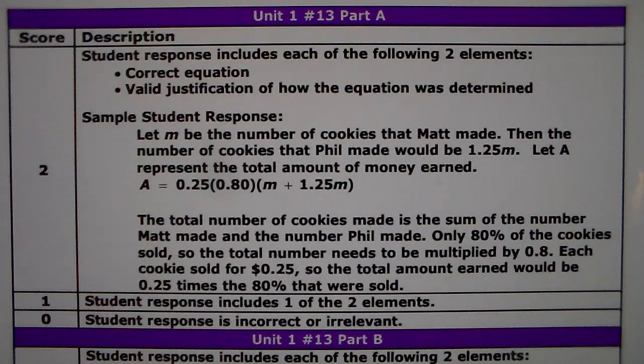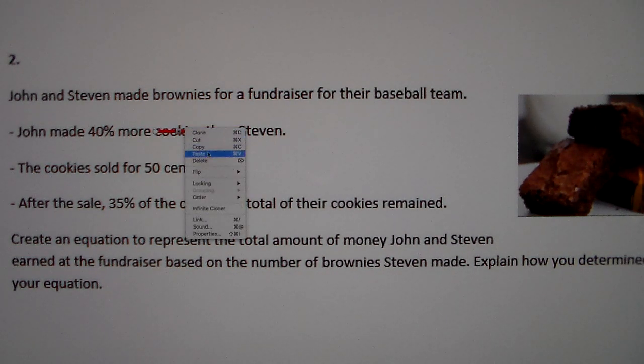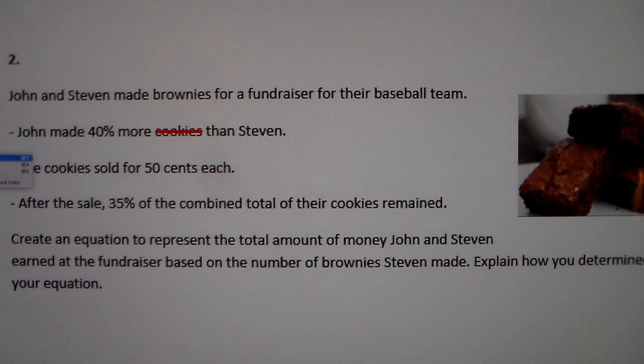So let's look at another example here. We're going to focus on just writing that equation. We've got some brownies. John and Stephen made brownies for a fundraiser for their baseball team. John made 40% more brownies than Stephen. The brownies sold for 50 cents each. So each one of those brownies cost 50 cents.